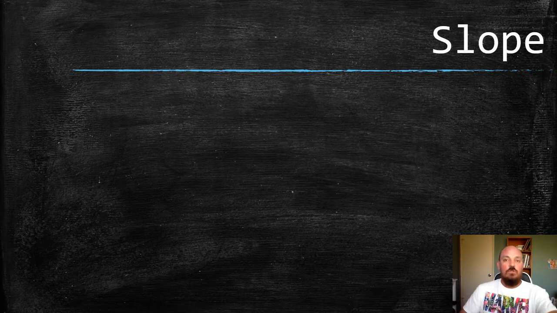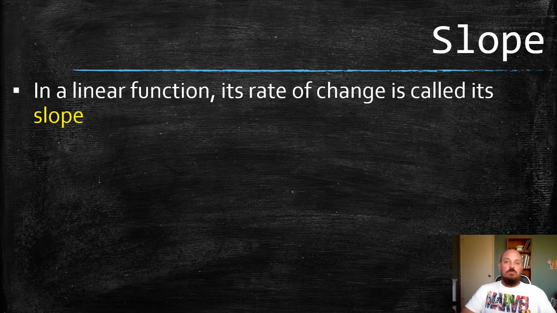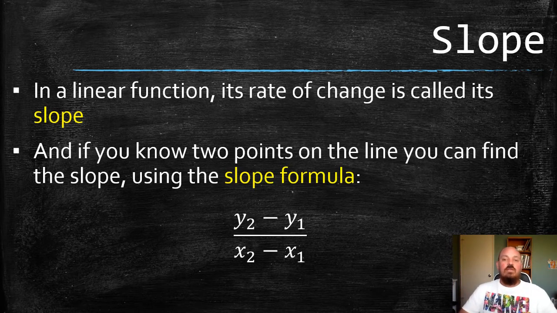All right, so let's go back to our linear functions. In a linear function, another name for the rate of change is slope. We're going to talk a lot about the slope of a line. Now, if you know any 2 points on the line, then you can find the slope using what we call the slope formula. And I put the slope formula on here.